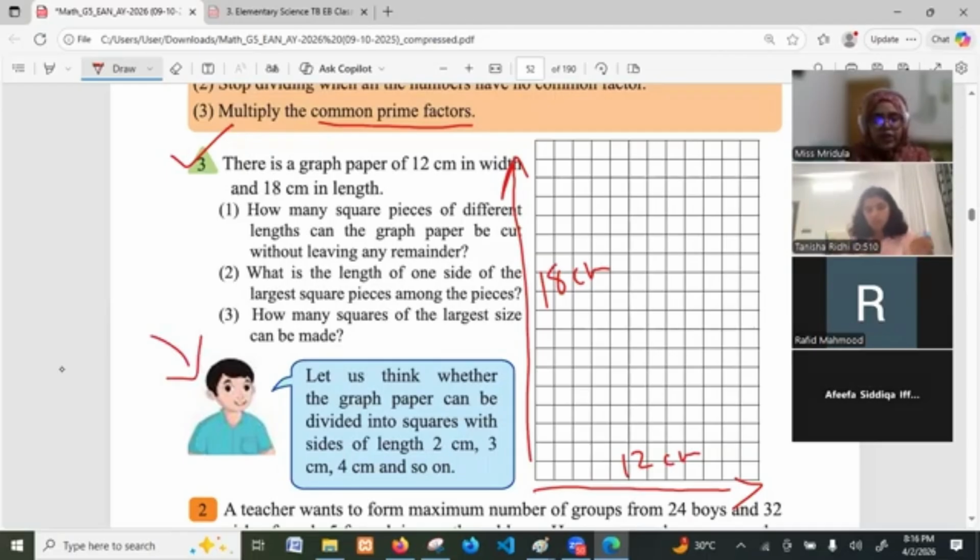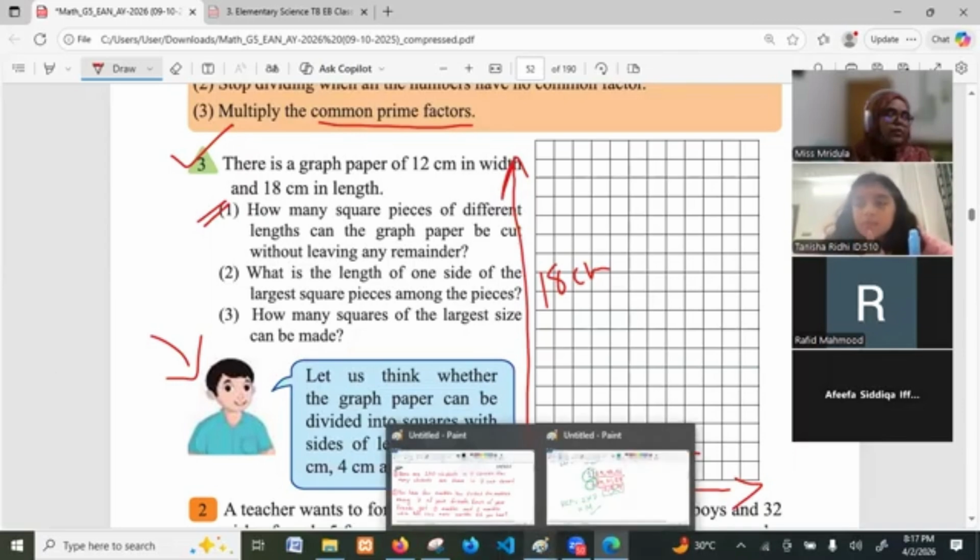You can see another thing, that he has given some hint. They said that we have to try to divide the squares with sides of length 2, 3, and 4, and so on. So basically what they are asking for first is the factors of 12 and 18. That's why they have said how many square pieces of different lengths. As they have said different lengths, that means we will not get one answer. That means they are talking about the factors that will be present in 12 and 18. If we just want to find the factors, there is an easier way, just by dividing them with the help of the times table.